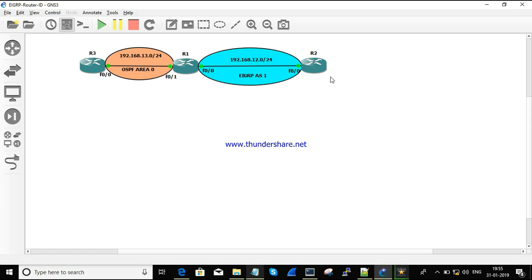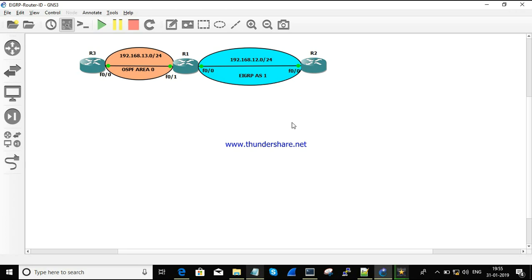Okay, but suppose due to some misconfiguration or whatever it may be between R1 and R2, somehow both of them have the same router ID. EIGRP neighbors have the same router ID. If that is the case, whatever information is being learned from R3 will not be forwarded to R2. That's the only problem over here. It will not be forwarded to R2. So that's the issue in EIGRP neighbors with the same router ID.